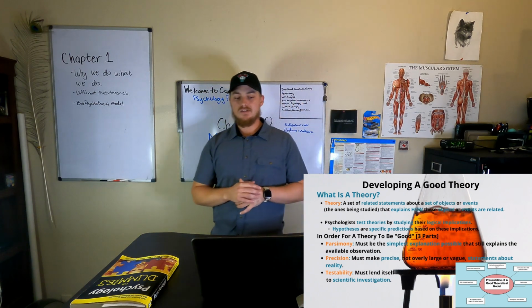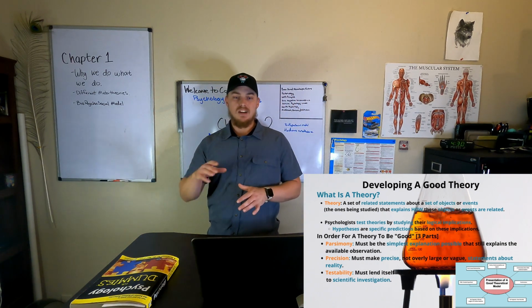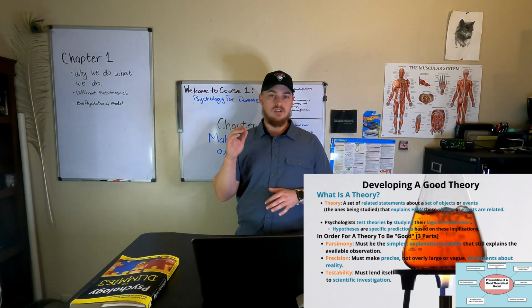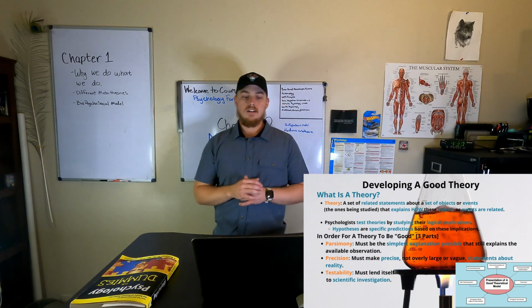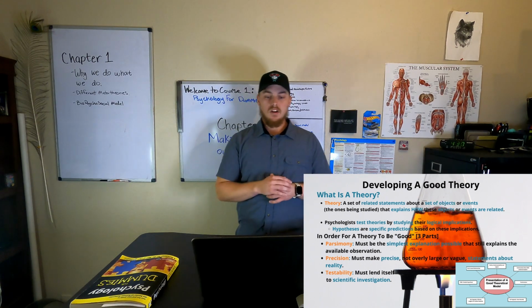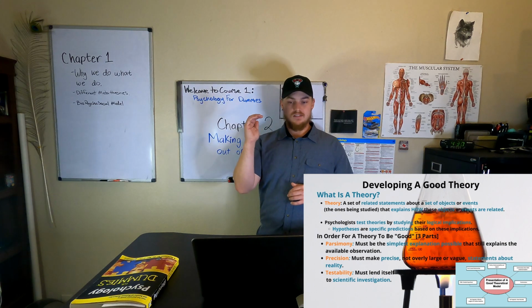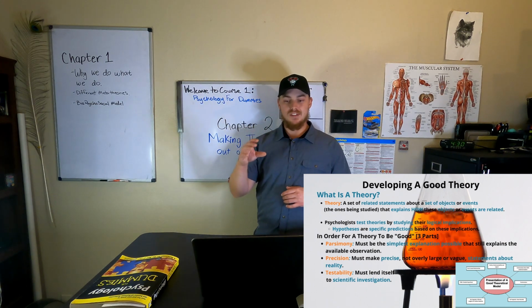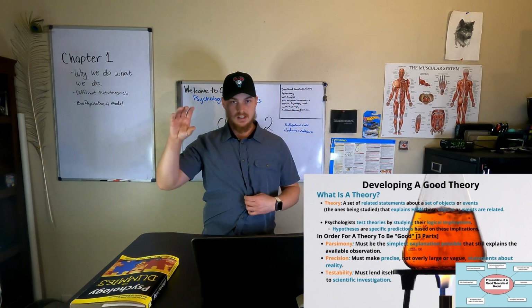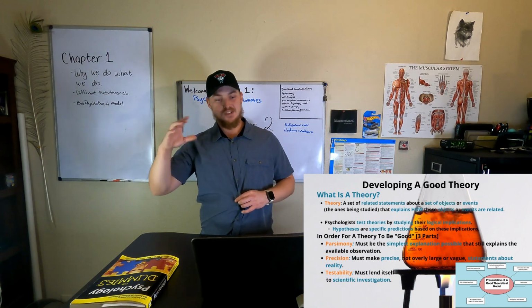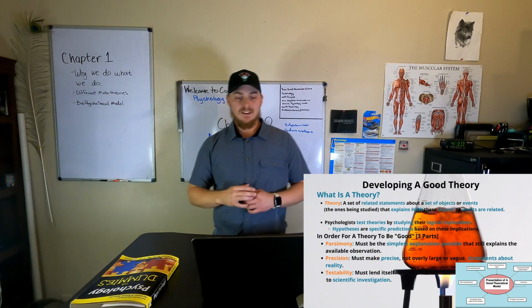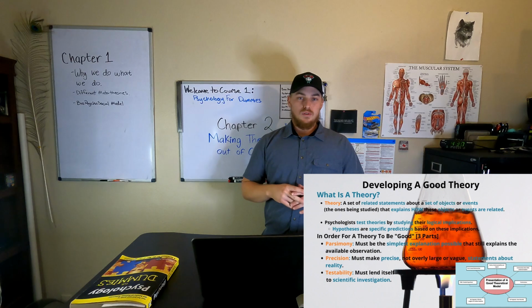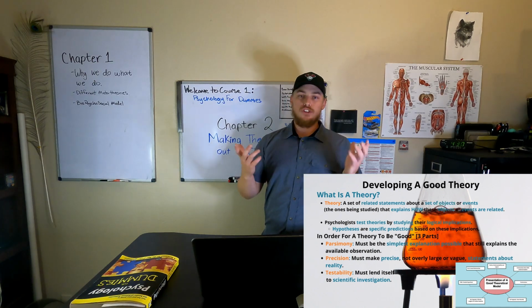So psychologists test theories by studying their logical implications. These are specific predictions based on these logical implications that scientists and psychologists use. So how do you have even a good theory?